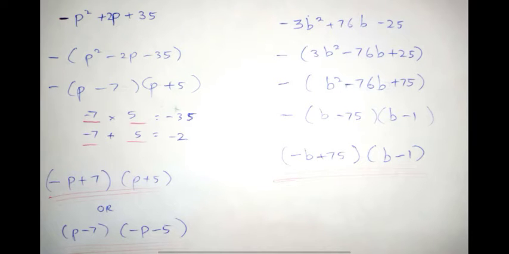So after you have a form without the negative sign in front, you can just factorize it the usual way. So long story short, you will get -7 and +5. Yeah, you can take a look at it yourself. You already understand that. So after you're done with it, yeah, the final result.